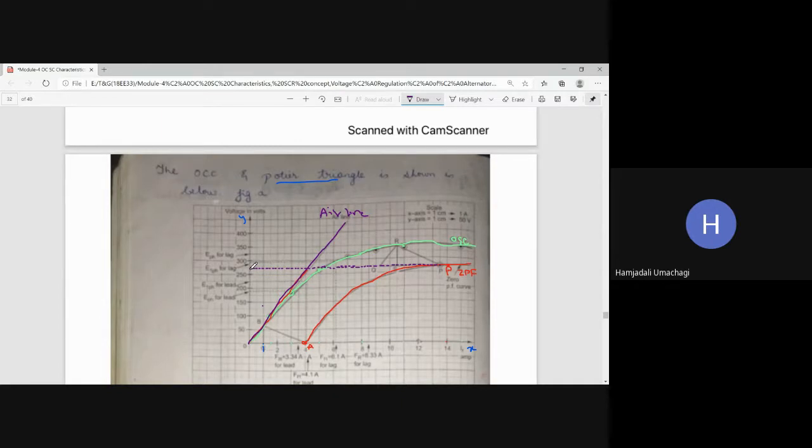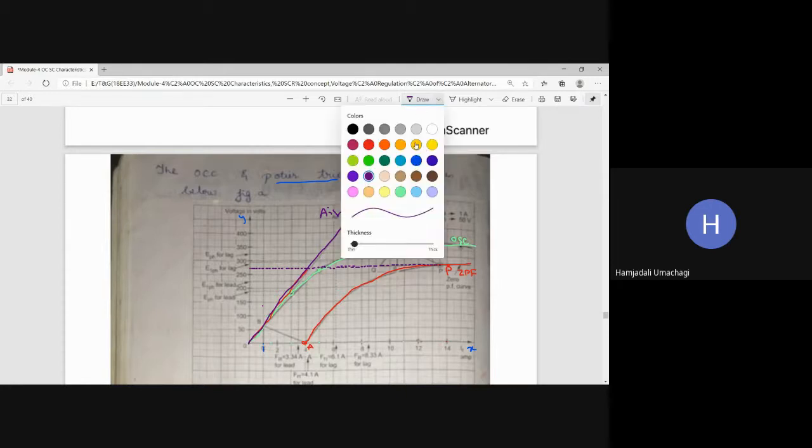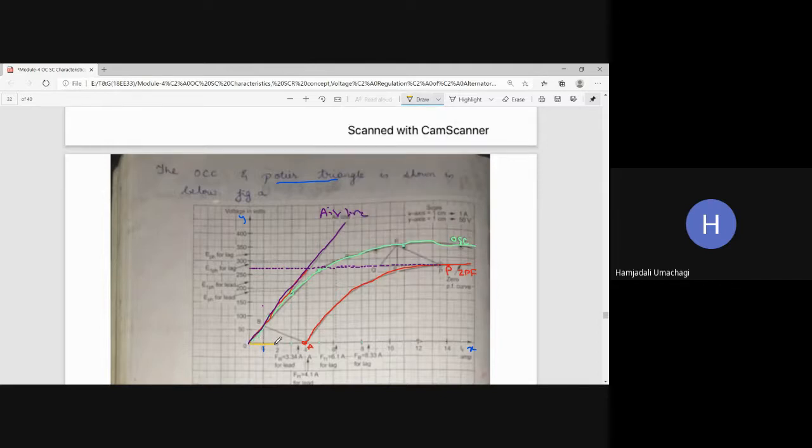Is it over? Over, sir. And now all of you listen here. Measure the length of OA. Check the length from origin O to A using a scale.